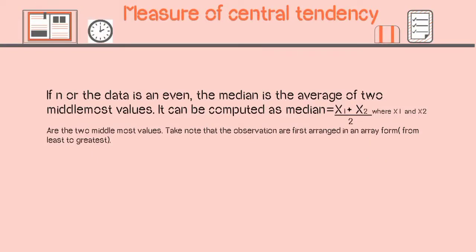So, if n, the number of data, is even, the median is the average of the two middlemost values. It can be computed as median equals x sub 1 plus x sub 2 over 2, where x sub 1 and x sub 2 are the two middlemost values. Take note that the observations are first arranged in an array from least to greatest.